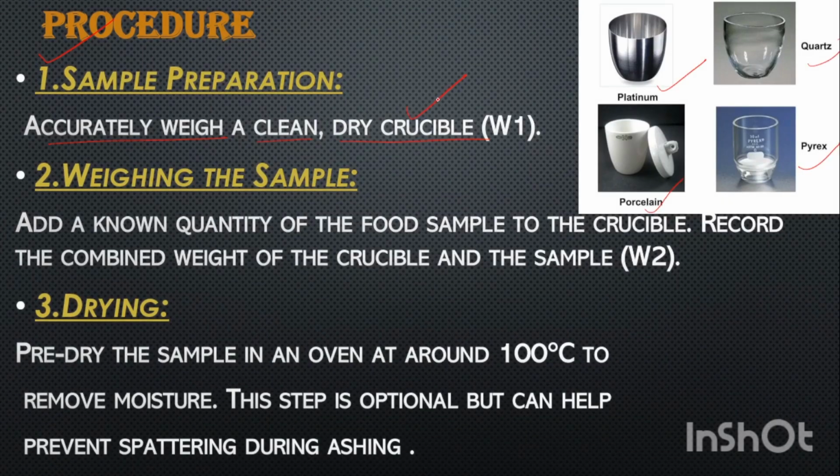This crucible is a ceramic or metal container in which metals or other substances may be melted or subjected to very high temperatures. Next is weighing the sample. Add a known quantity of the food sample to the crucible. Record the combined weight of the crucible and the sample, which is taken as W2. Next is the drying. Pre-dry the sample in an oven at around 100 degrees centigrade to remove moisture. This step is optional but can help to prevent spattering during assaying.